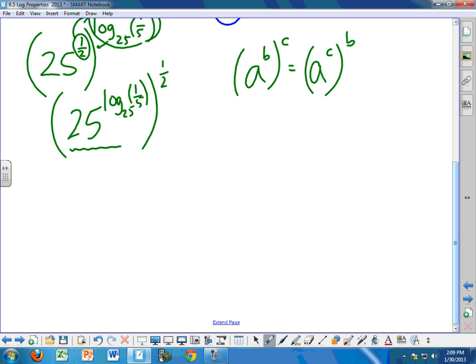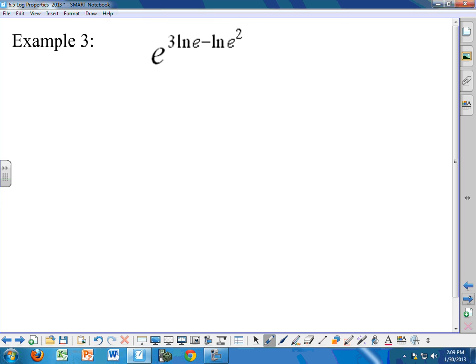So this part, by property then, the definition of inverses shows us that that will be 1/5, and that's to the half power, or 1 over the square root of 5. Okay, so that was pretty ugly, but that's the way it works sometimes. Let's continue with the next example.